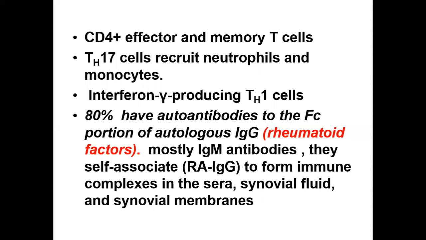In 80% of the patients, they have autoantibodies to the Fc portion of autologous IgG, which are called rheumatoid factors. Mostly they are IgM antibodies, and they self-associate to form immune complexes in the serum, synovial fluid and synovial membranes.